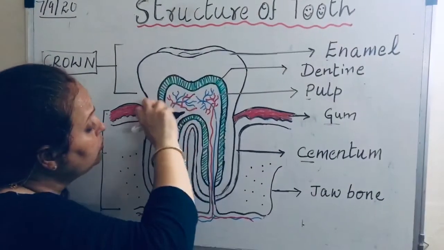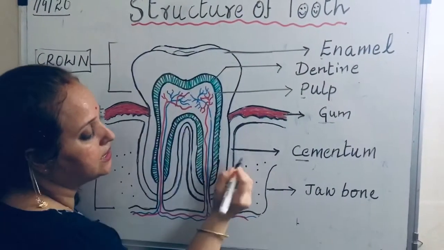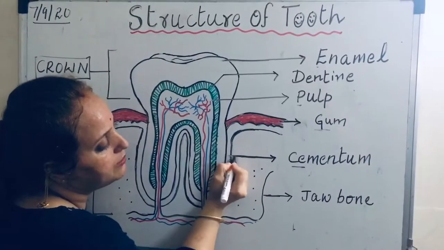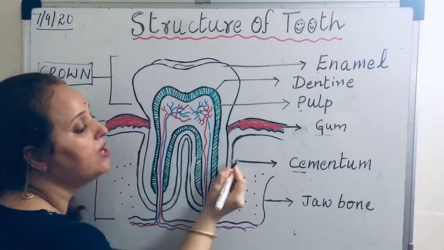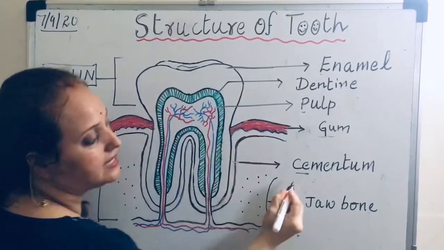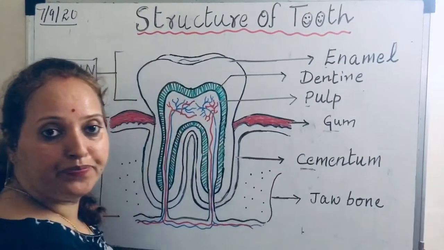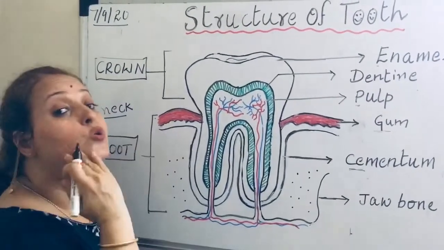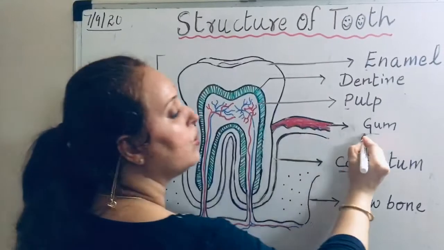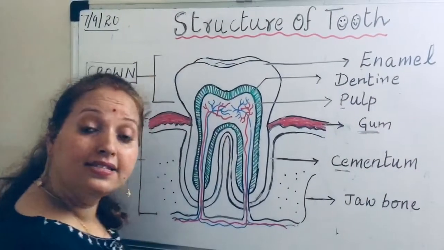Now the root of the tooth is protected or fixed into our jawbone with a cement-type material, that is called cementum. And the outermost soft pink layer which is covering the lower portion of the teeth is called gums.